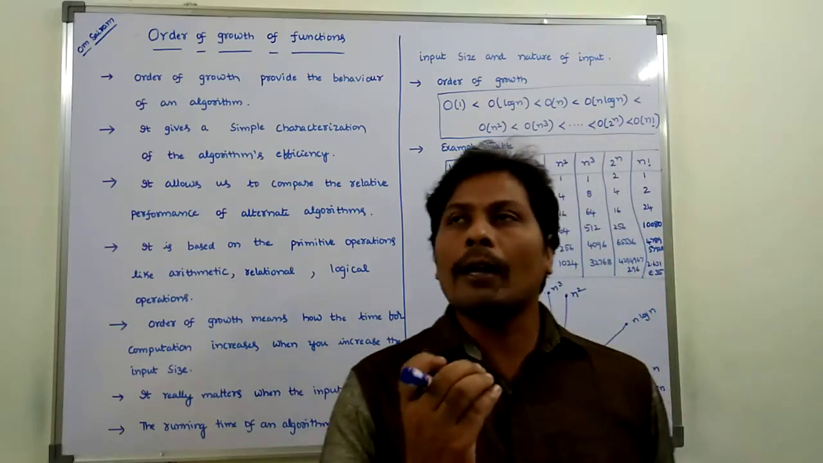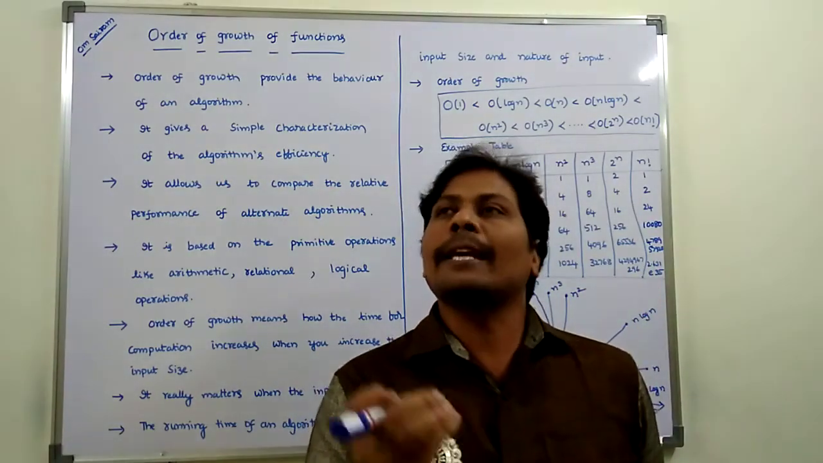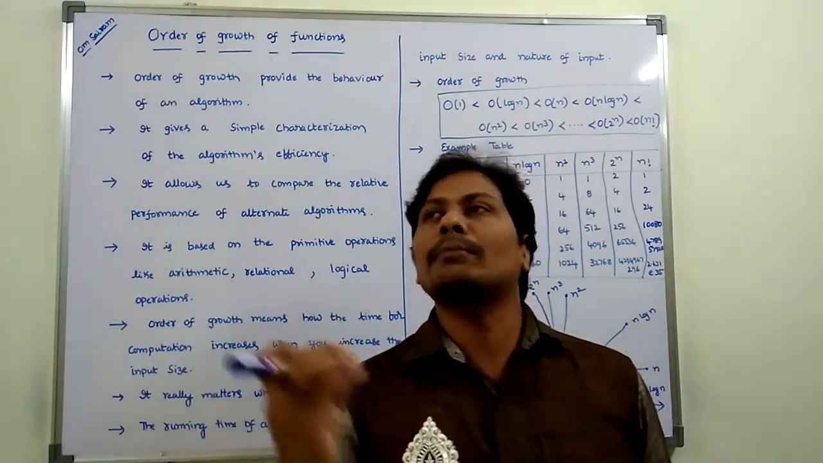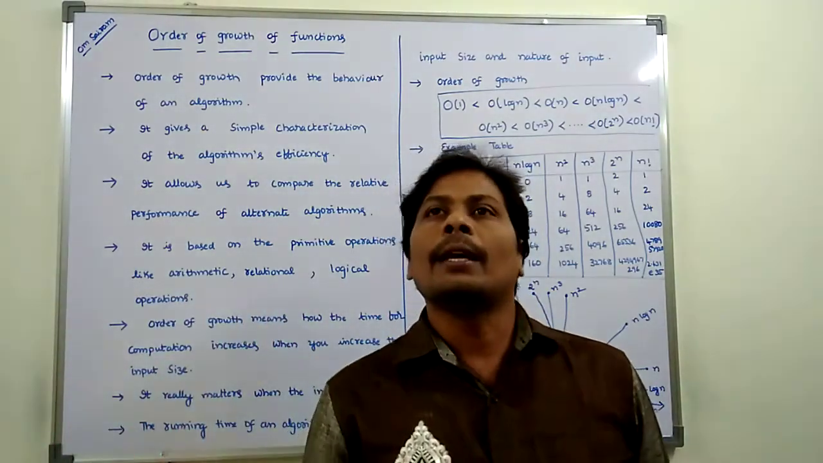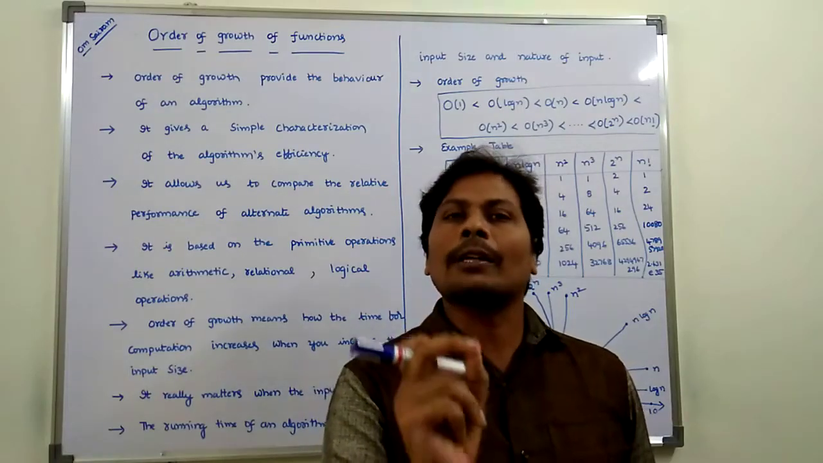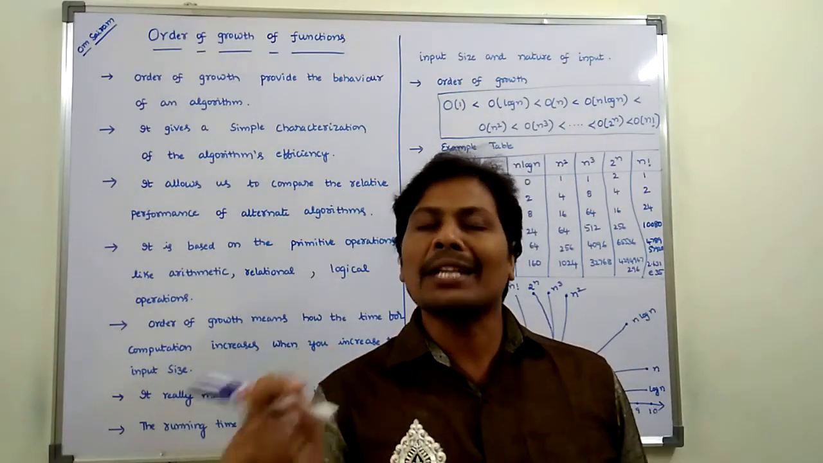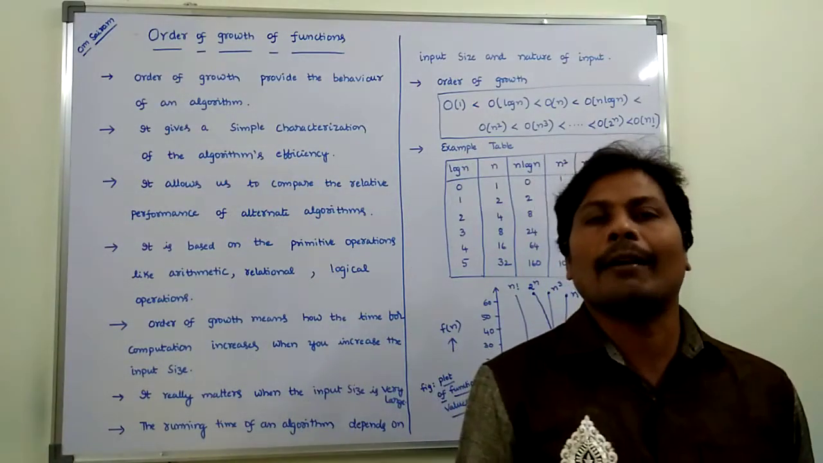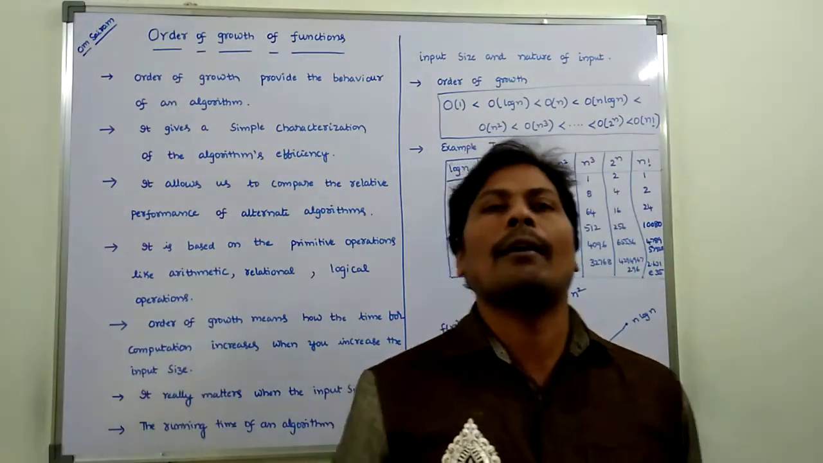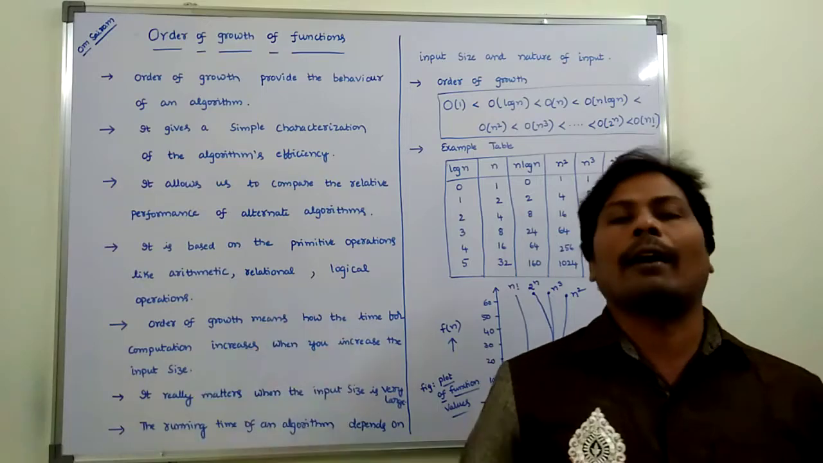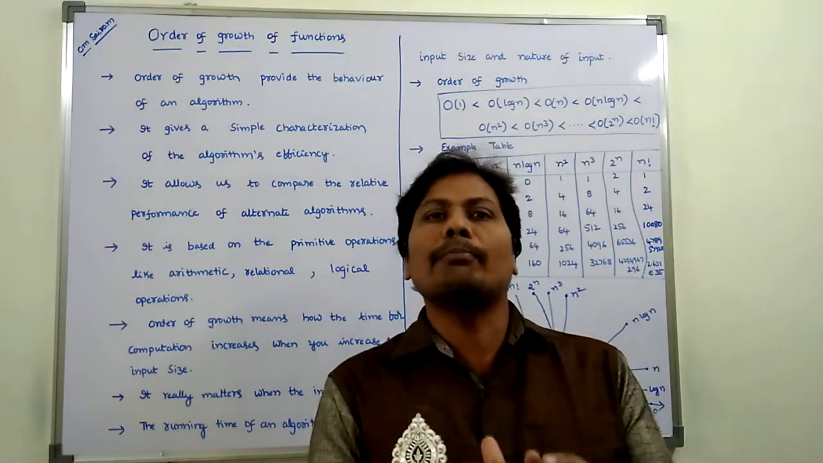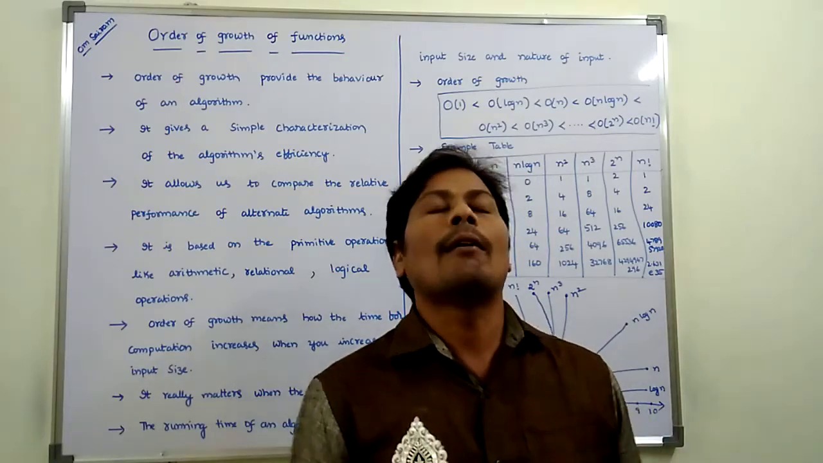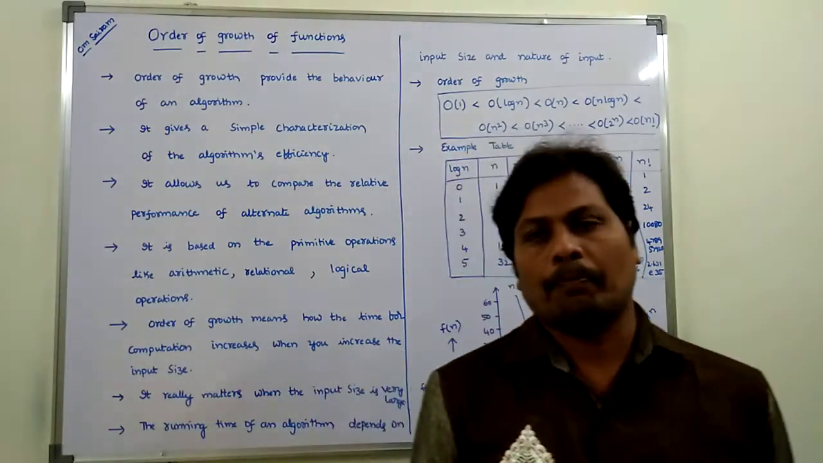If the algorithm is fast or slow or average, by using this order of growth we can mention that the algorithm is the fastest algorithm or the slowest algorithm or an average algorithm. So that can be mentioned by using order of growth.